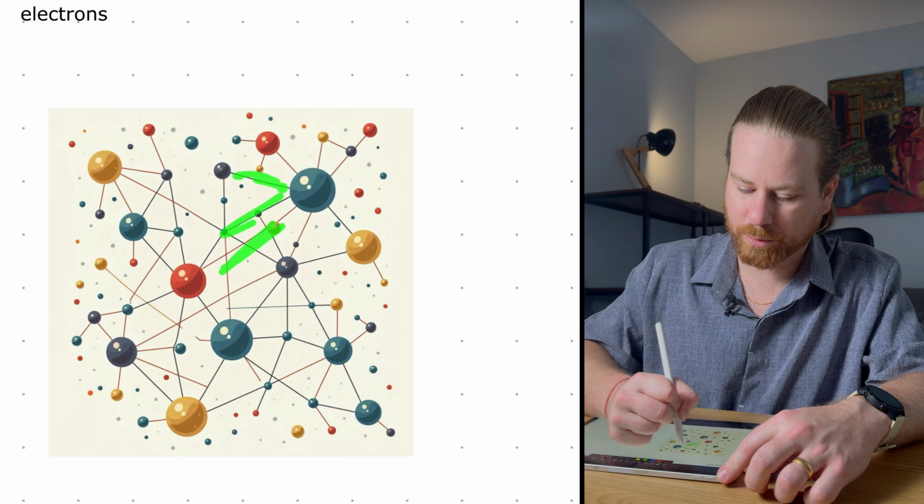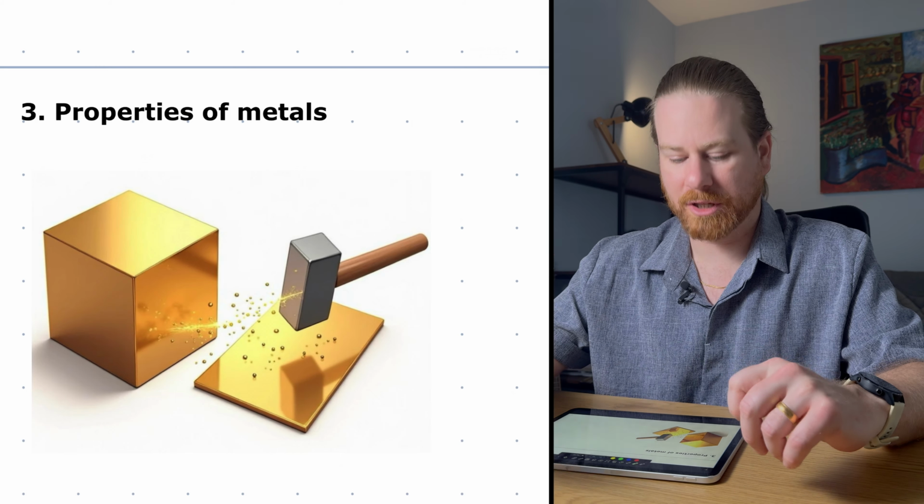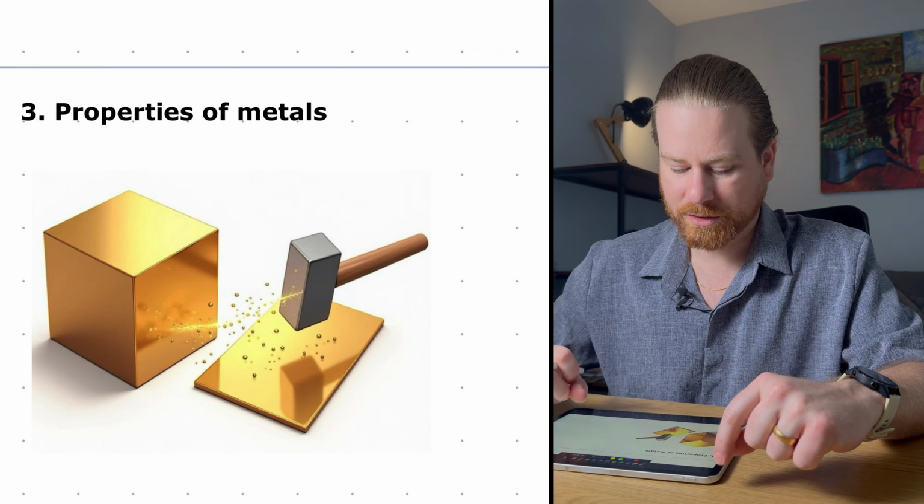Okay, so now on to the properties. Again, the properties are always linked to the type of bonding. So our first property is malleable. So metals are malleable. And what does that mean? It means you can hammer them into shape. So unlike ionic and covalent compounds, if you start hammering them, they're just going to break apart.